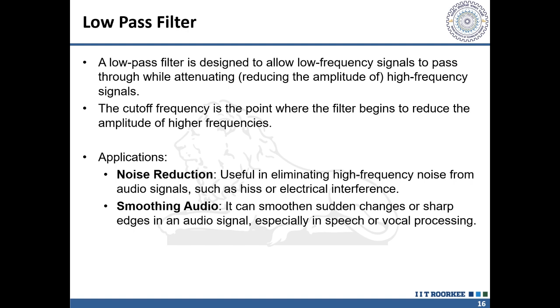So let's begin with the low pass filter. A low pass filter cuts the higher frequencies and allows the low frequencies to pass. The cutoff frequency is the point where the filter begins to reduce the amplitude of higher frequencies. This is used in noise reduction. Any sort of noise, any sort of disturbance that we hear, is usually at high frequencies, and we need to cut them in order to get our audio to sound better.